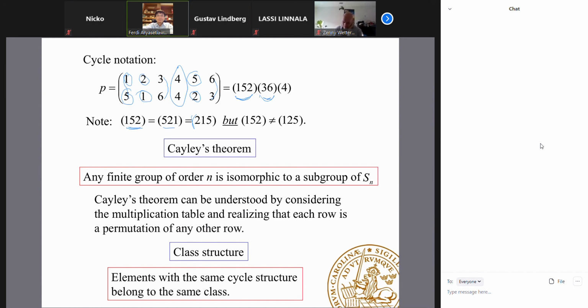Now we have this famous Cayley's theorem. I want to prove this. Okay, I have it here. No, I don't have it here. Okay, so let's do this then.